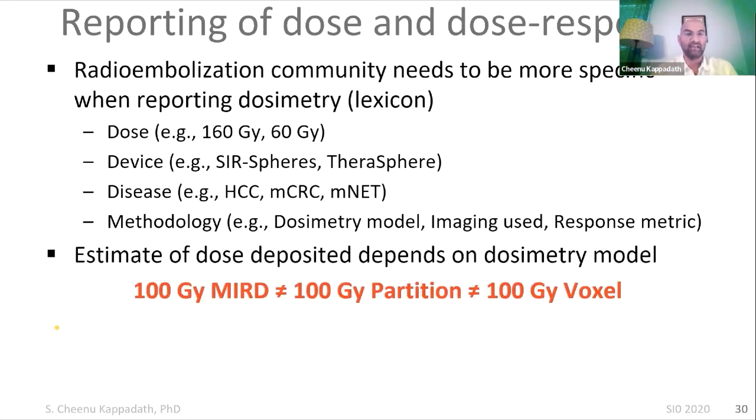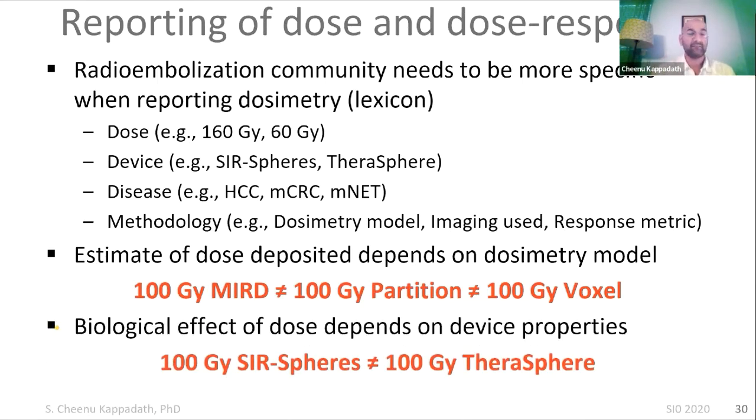So it is important to know that 100 gray by single compartment MIRD is not the 100 gray with partition, which is not equal to 100 gray with voxel dosimetry. And furthermore, the biological effect of dose also depends on the device, which I mean is that 100 gray treatment by SIR-Spheres to a tumor is going to give you a different response as opposed to 100 gray with TheraSphere to that same tumor.